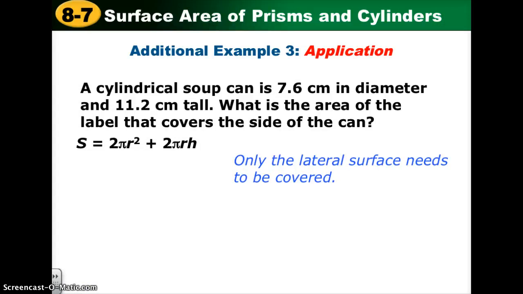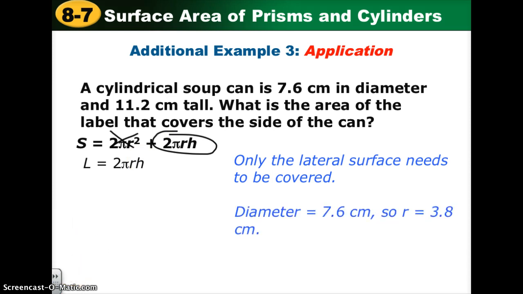So when we're looking for the lateral surface area, it comes from the formula for everything, but we're not looking for the bases. So we eliminate the portion of the formula that talks about the bases. So this portion, the perimeter times the height, would be the lateral surface. So we need the radius and we need the height. Because we have a diameter, we cut it in half for the radius to be 3.8 centimeters. The height is 11.2, so 2 times pi times 3.8 times 11.2 is approximately 267.3 centimeters squared.